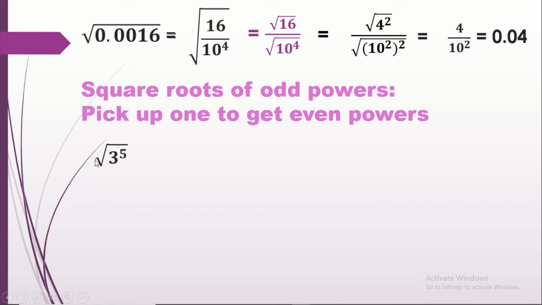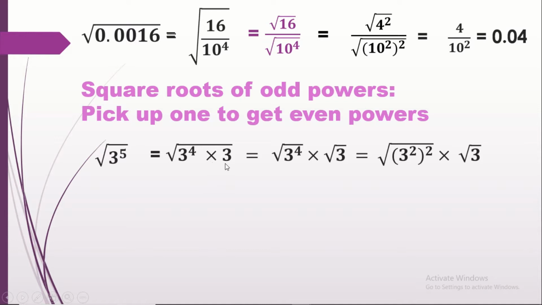Here is an example. Radical 3 to the power 5. If we pick up 3 alone, what remains for us? 3 to the power 4. How did we solve it? 3 to the power 5 is 3 times 3, 5 times. We have picked up 1. What remained? 4, which is 3 to the power 4.